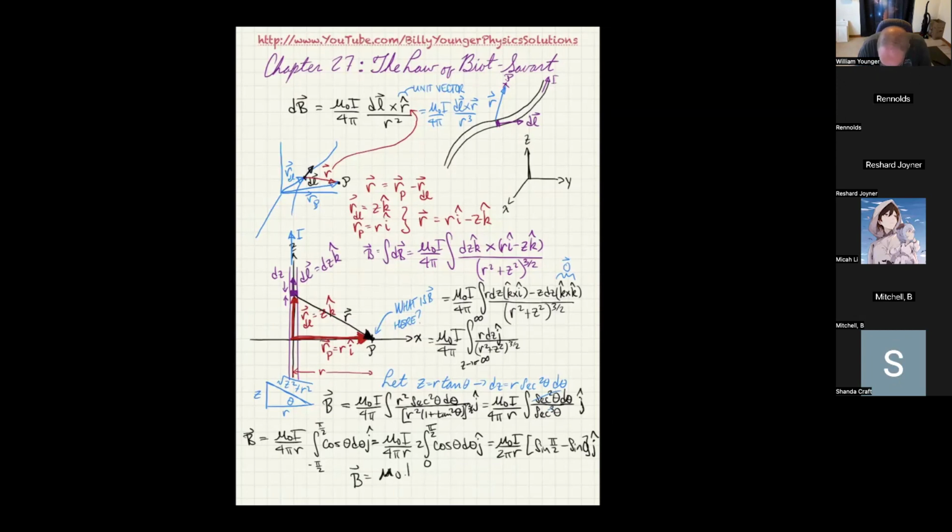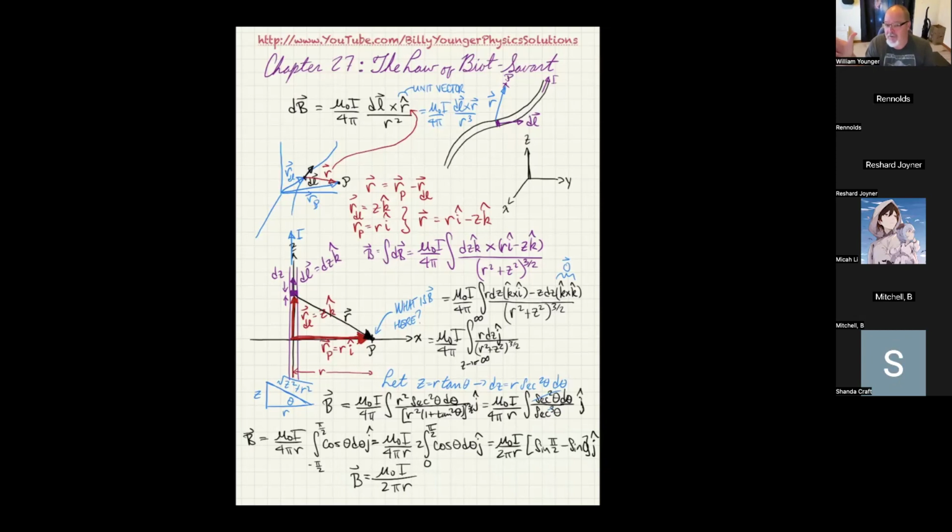mu 0 I. That's a really bad mu 0. B is equal to mu 0 I over 2 pi r. And in fact, remember this right-handed coordinate system, I hat is in the index finger direction. K hat is supposed to be in the thumb direction.